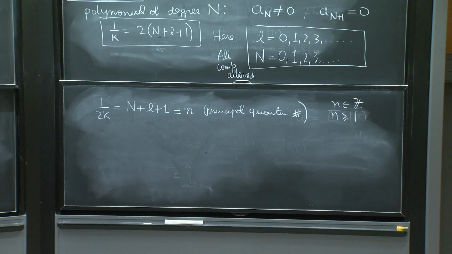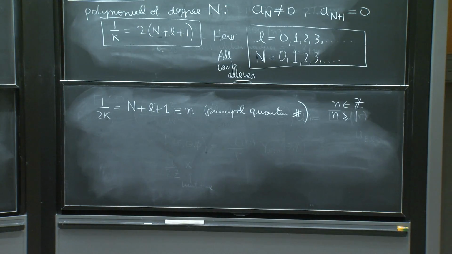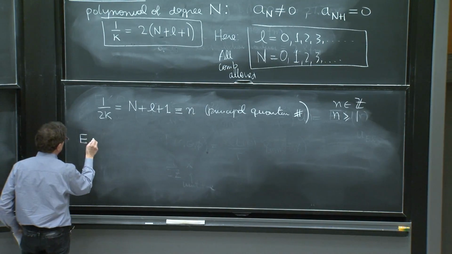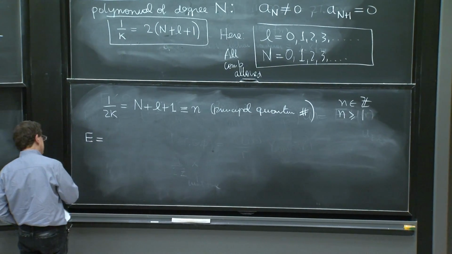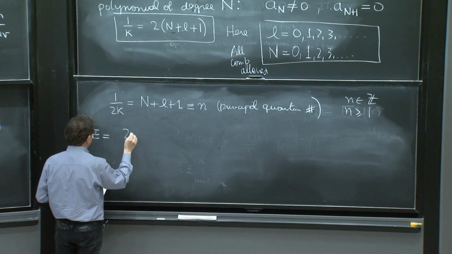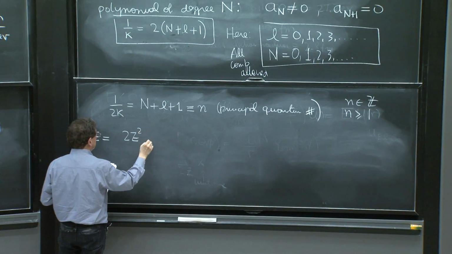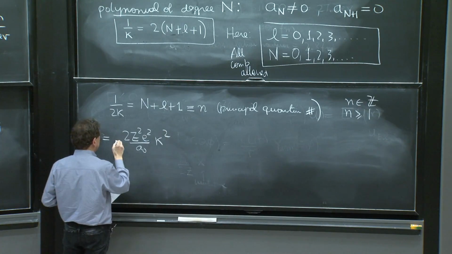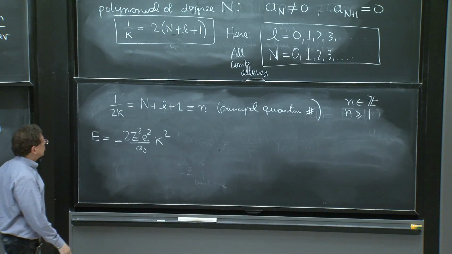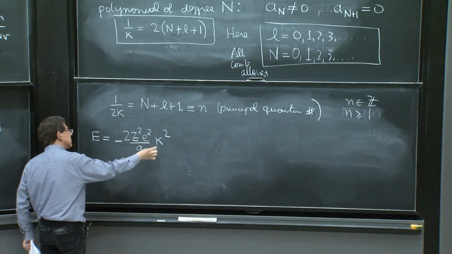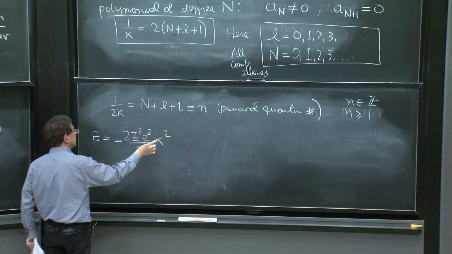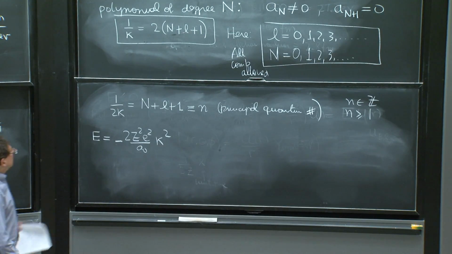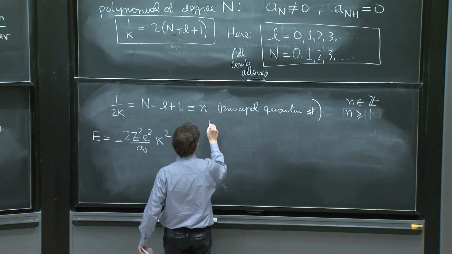So let's classify this and understand it a little better. What did we have for the energy? Remember, the energy divided by the dimensionless factor, well, to make it dimensionless, z squared e squared over a0. We wrote actually that E divided by this quantity, which has units of energy, was kappa squared. So kappa squared now, kappa is 1 over 2n.